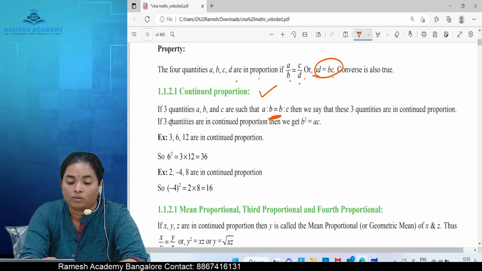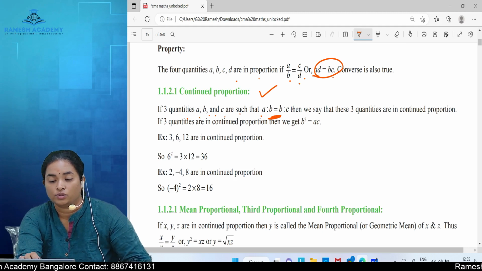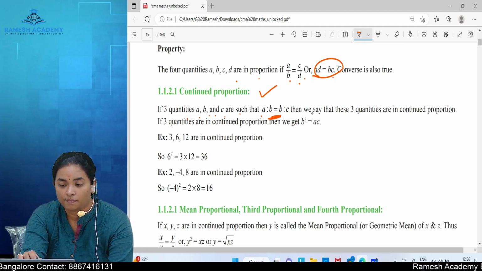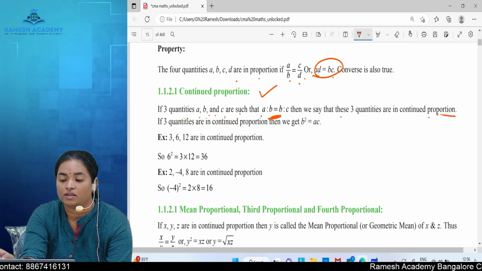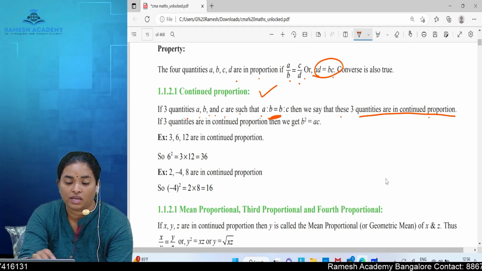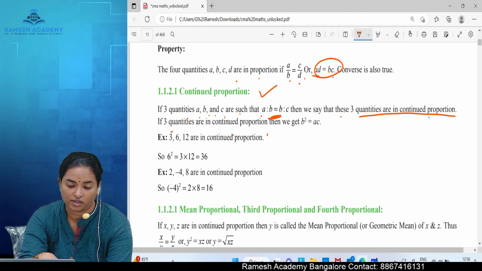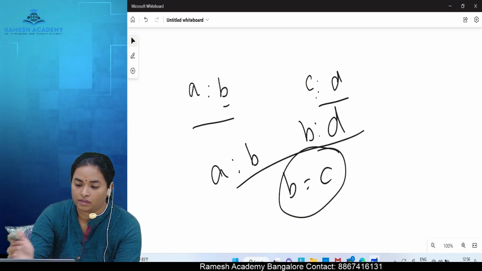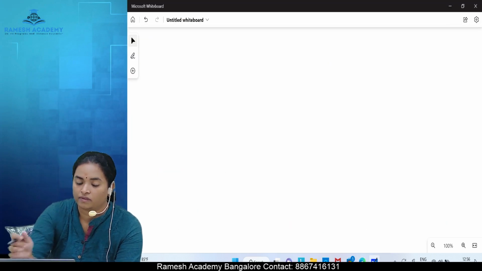Now if three quantities A, B and C are such that A is to B and B is to C, then we say that the three quantities are in continued proportion. If three quantities are in continued proportion, then there is some condition here. Let me go back to the previous concept.